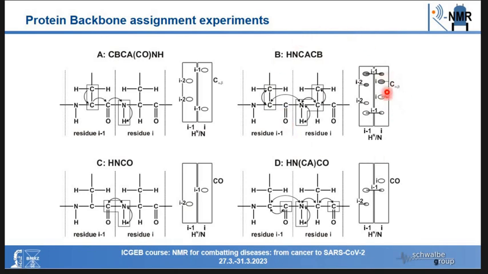As you can see here, some of the signals are bigger than the others. So the own signals are usually bigger than the signals of the -1 carbon. And this way, you can go through this 3D experiment and in the first step, pick all the peaks and say, okay, the bigger peaks are the peaks of the own residue, and the smaller peaks are the peaks of the -1 residue.